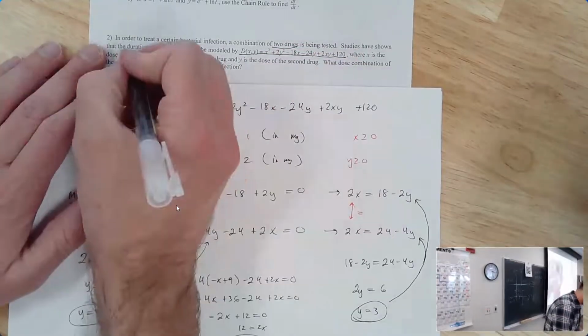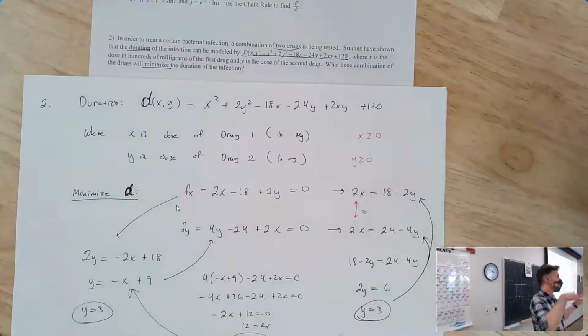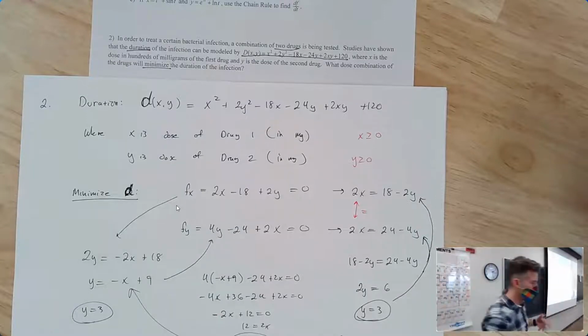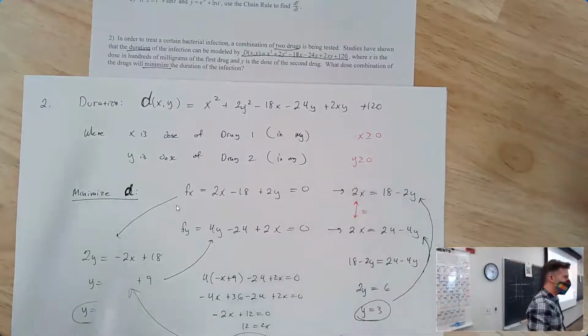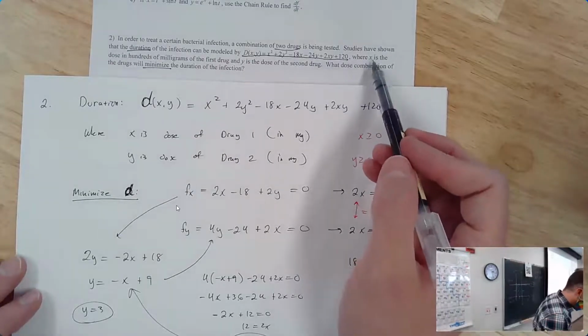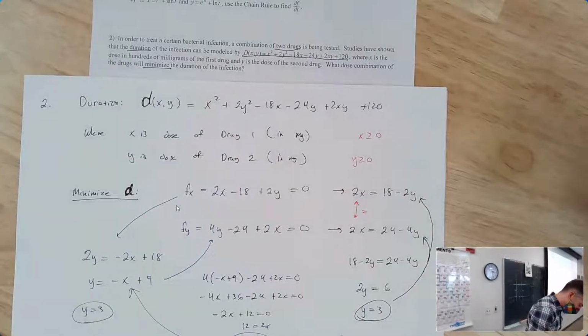And that's the duration of the infection. So this function, if I input 2 numbers, tells me how long I'm going to be sick or infected, whatever. And I want that to be small, long or short? I prefer it to be short, right? I don't want to be infected for a long time, assuming that's what we want. So x is the dose in hundreds of milligrams, so 600 milligrams and 300 milligrams, apologies.